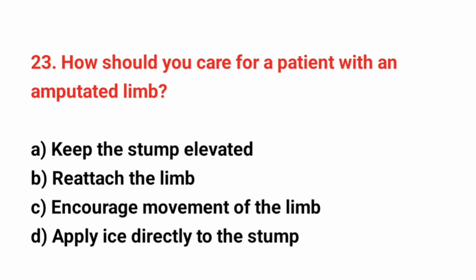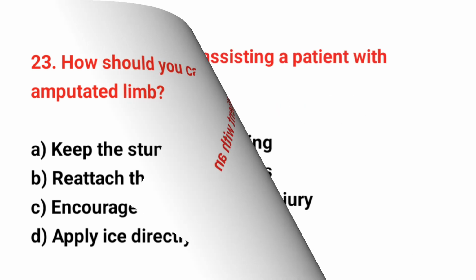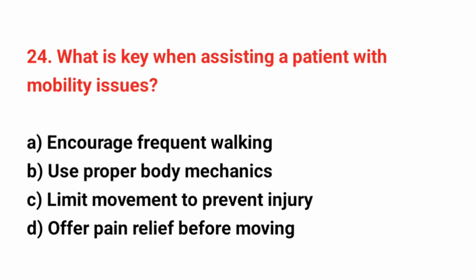Question number 23. How should you care for a patient with an amputated limb? The right answer is option A, keep the stump elevated. Question number 24. What is key when assisting a patient with mobility issues? The right answer is option B, use proper body mechanics.